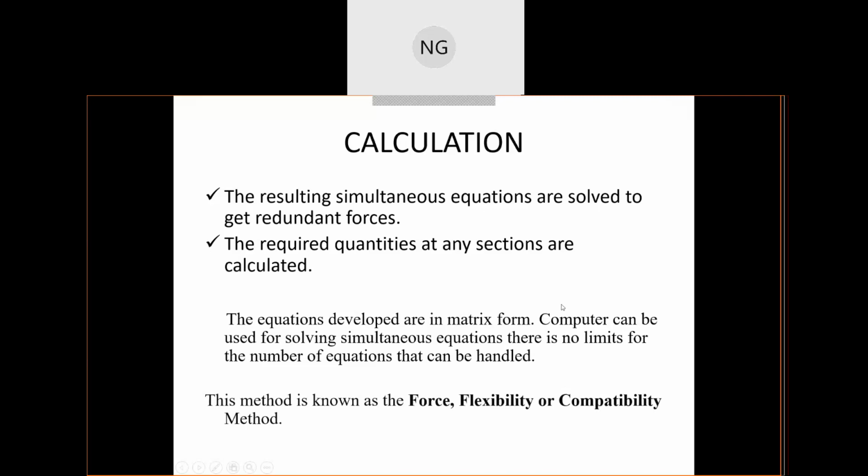This method is known as the force, flexibility or compatibility method. In this, forces are the unknowns. In the flexibility matrix method, by knowing the displacement, we calculate the forces acting on a beam or member. Compatibility means that if n equations and n unknowns are there, it is very easy to solve. Therefore, we make some compatibility conditions to calculate the forces on a member.